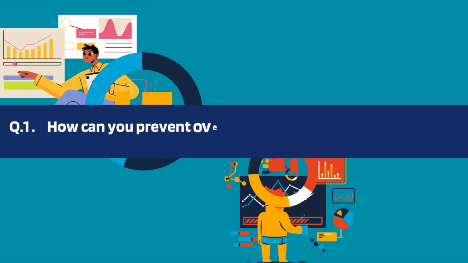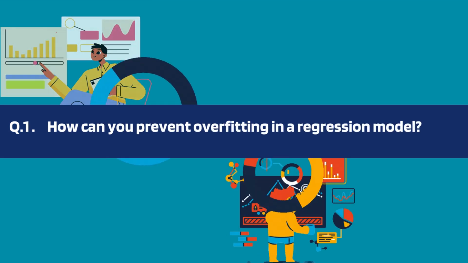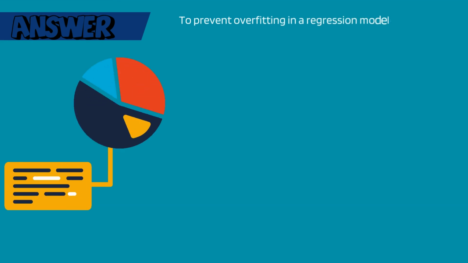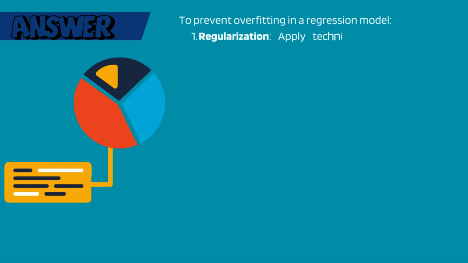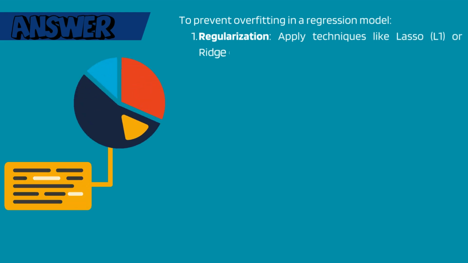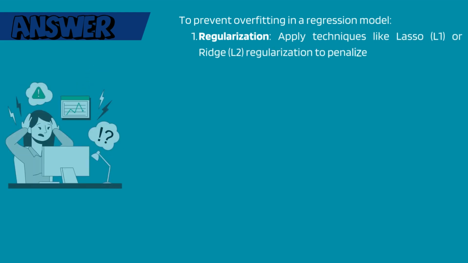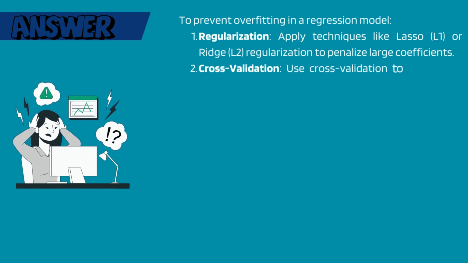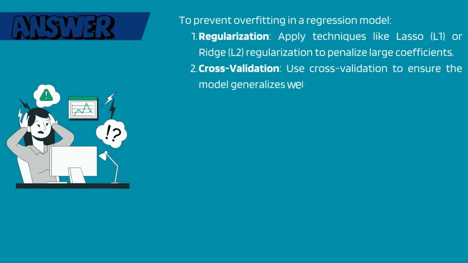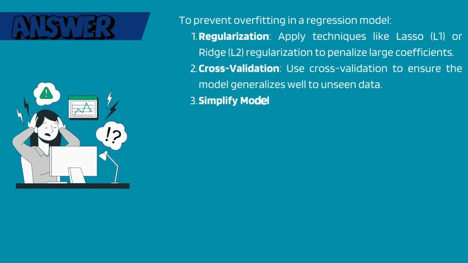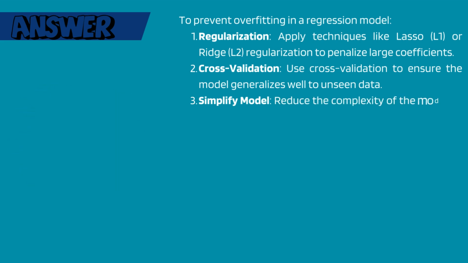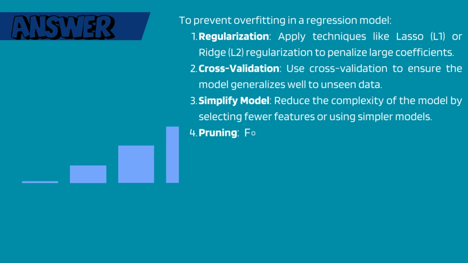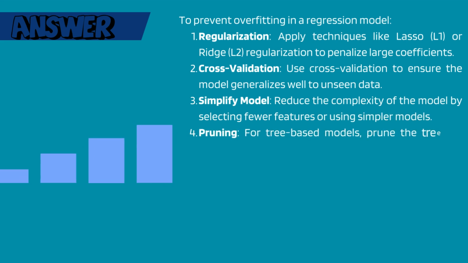How can you prevent overfitting in a regression model? To prevent overfitting in a regression model: Regularization, apply techniques like lasso or ridge regularization to penalize large coefficients. Cross-validation, use cross-validation to ensure the model generalizes well to unseen data. Simplify model, reduce the complexity of the model by selecting fewer features or using simpler models.